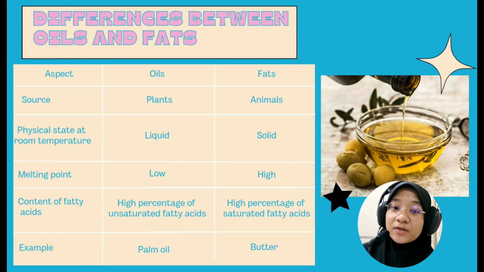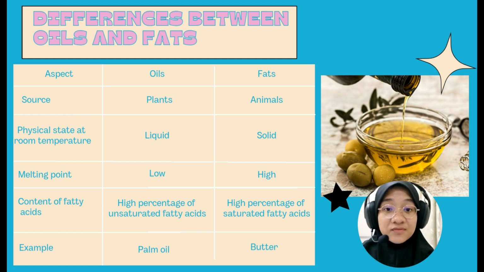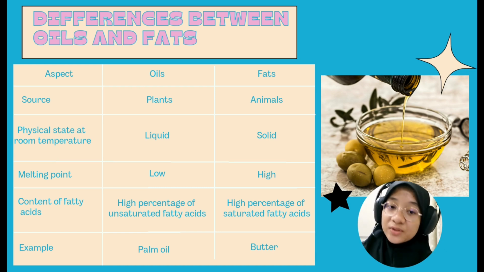Now I will be talking about the differences between oils and fats. In the aspect of source, oils come from plants while fats come from animals. The physical state of oils and fats at room temperature is also different. Oils are liquid while fats are solid. Oils have a very low melting point compared to fats. Also, oils have a very high percentage of unsaturated fatty acid, while fats have a very high percentage of saturated fatty acid. Examples of oils are palm oil, olive oil, and so on. Examples of fats are butter or even animal meats.